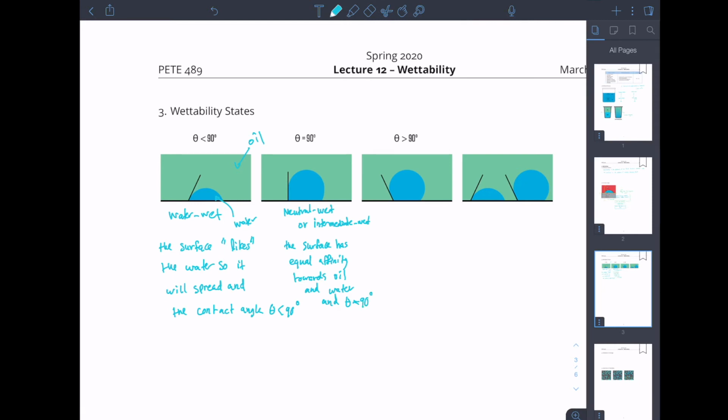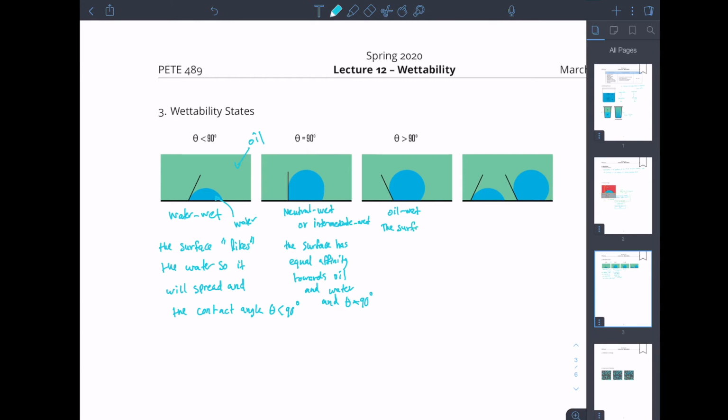And then the third case is actually quite the opposite to the first case, and that's oil wet. So for an oil wet system, in this case, the surface likes the oil and hates the water. So if you put a droplet of water on an oil wet surface, it will form like a bubble, and you can easily displace that bubble out because the surface doesn't want to be in contact with the water. It prefers to be in contact with the oil.